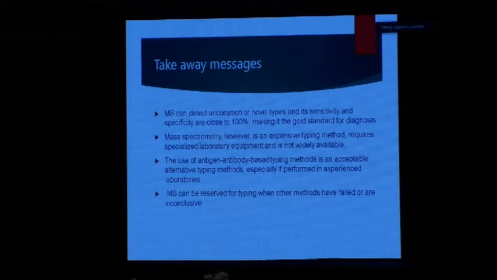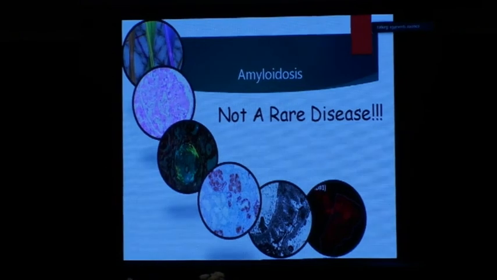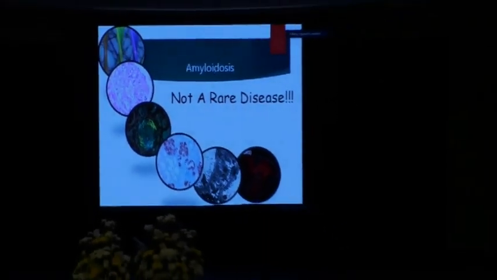Mass spectrometry can detect uncommon or novel types, and its sensitivity is close to 100%, making it the gold standard for diagnosis. However, it's an expensive typing method, requires specialized lab equipment, and is not widely available worldwide. So we have the availability to use the antigen-antibody based typing methods. They are accepted, and mass spectrometry can be reserved for typing when other methods have failed or are inconclusive. Finally, I just would like to leave you with a message that amyloidosis is not a rare disease. Thank you very much.